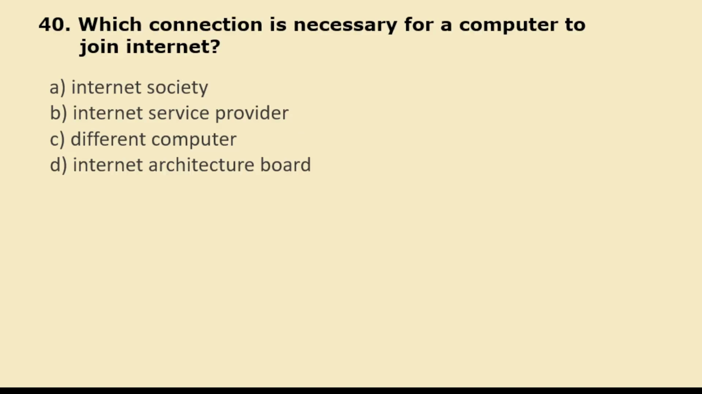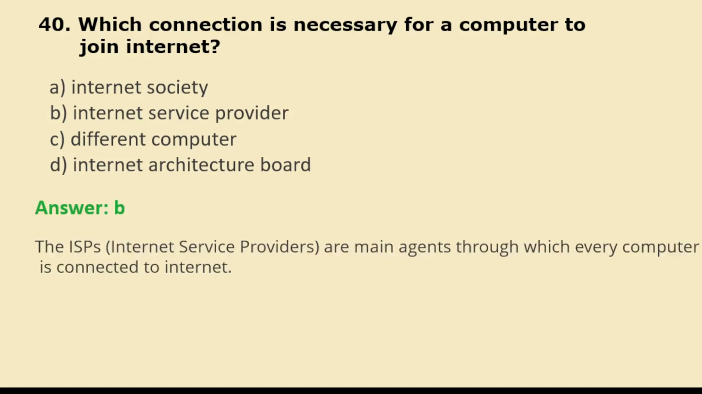Question 40. Which connection is necessary for a computer to join internet? A. Internet society. B. Internet service provider. C. Different computer. D. Internet architecture board. So the correct answer is B. Internet service providers. These are main agents through which every computer is connected to internet.